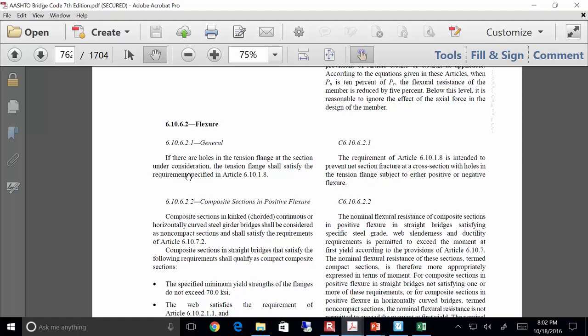Second point, the web satisfies the requirement of 6.10.2.1.1. Anybody remember what that was? That was just D over tw being less than 150, which we met that, right? So we're good there. Okay.